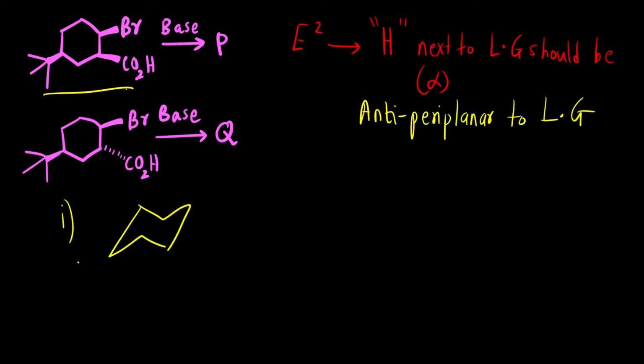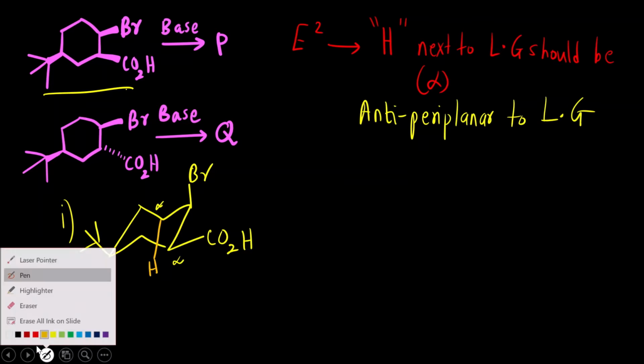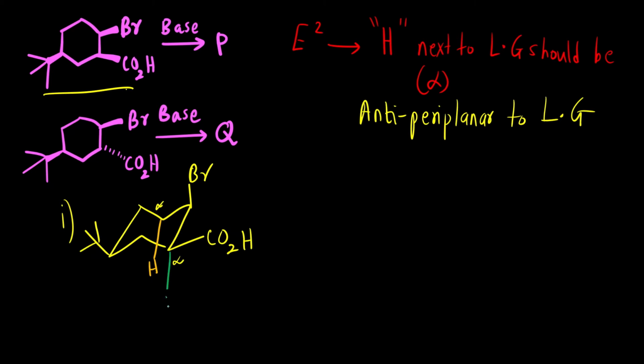Above the plane there is a tertiary butyl group, then Br is above the plane, and CO2H here is above the plane like this. Now when you add the base, which two carbons are alpha to this? This one and this one, so there are two possibilities. One is this orange proton, and another is this green one. Which one will be abstracted? The one which will give you the stable product, that is the more substituted alkene. So the base will abstract this proton and we will get a more substituted alkene.